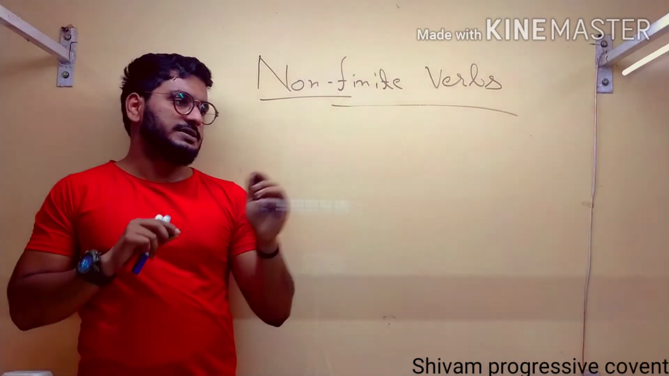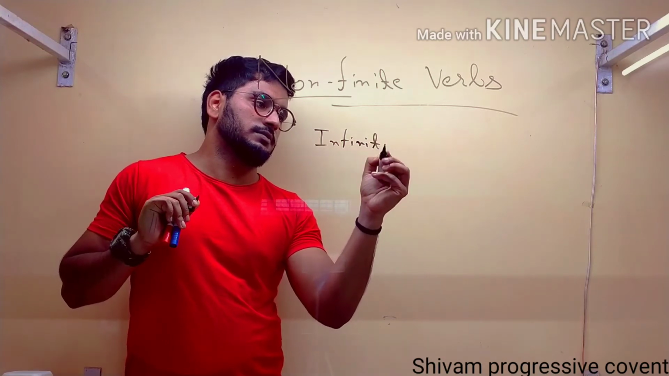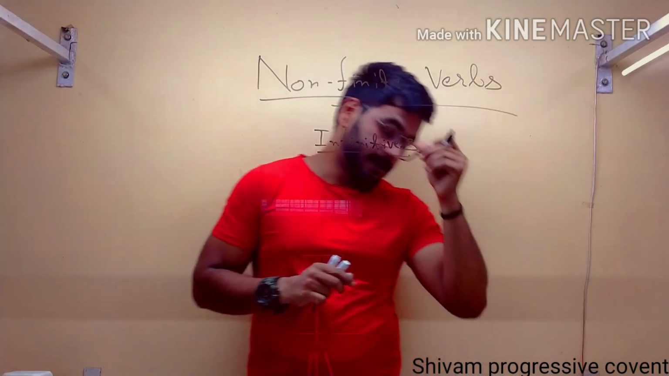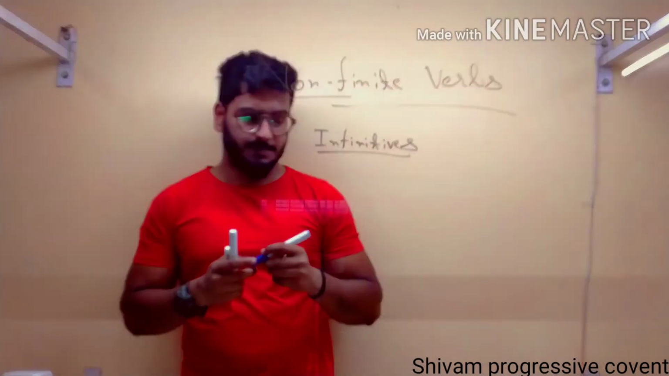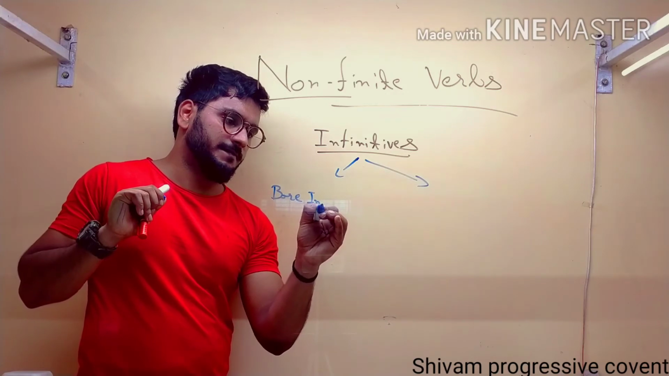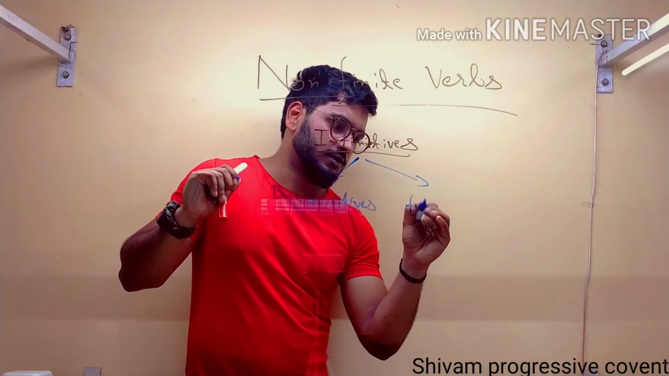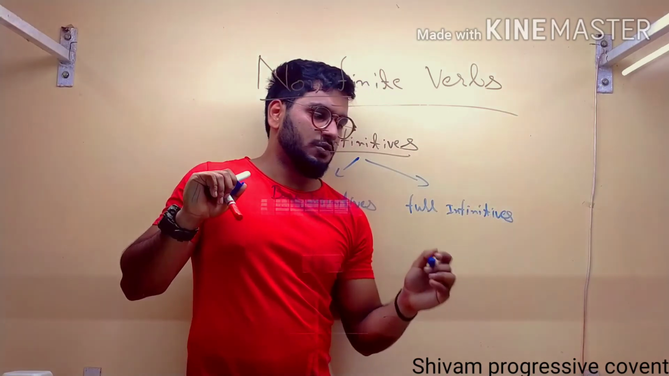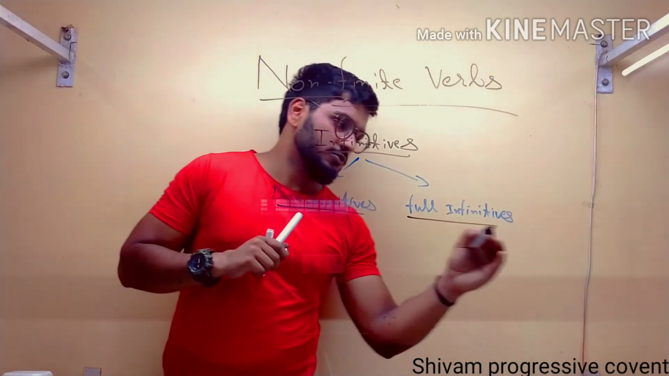So the last topic about this chapter is infinitives. So what to discuss in infinitive? There are two types of infinitive which we are going to discuss: bare infinitives and full infinitives. So what are bare infinitive and what are full infinitive? The difference you must know.